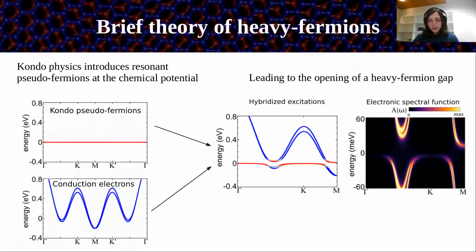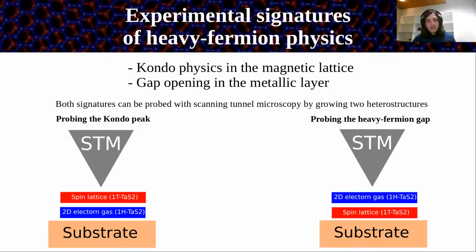Or in other words, what we need to see in our system to be sure that this is a heavy fermion system is, first, that there's Kondo effect on the local magnetic moments, and second, that there's a gap opening on the metallic layer, which is what we call the heavy fermion gap. And of course, from the experimental point of view, in particular using scanning tunneling microscopy, it is actually very, very nice and unusually easy to probe these two physics.